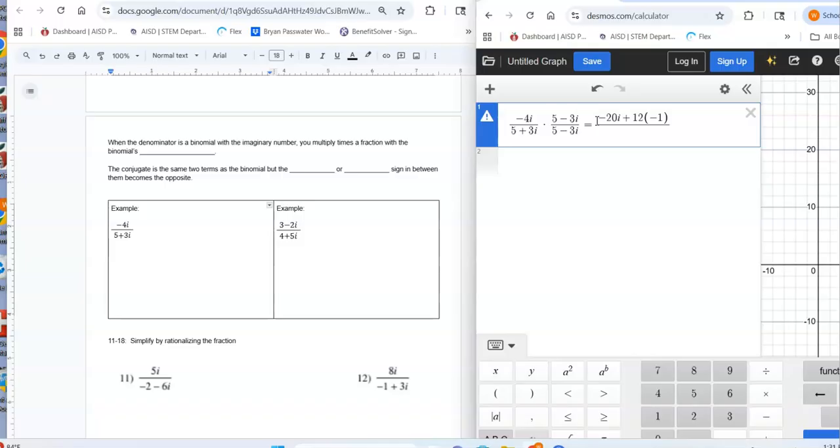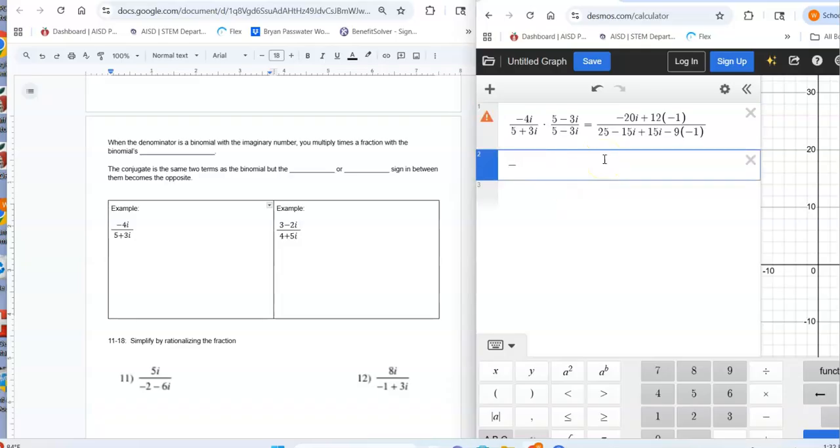Okay, now here's the weird one. All this times all that, right? 5 times 5 is 25. 5 times -3i is -15i. 3i times 5 is +15i. And then 3 times -3 is -9, and then i times i is -1. So on top, we still got -20i, and then +12 times -1 is -12. So now we have that on top.